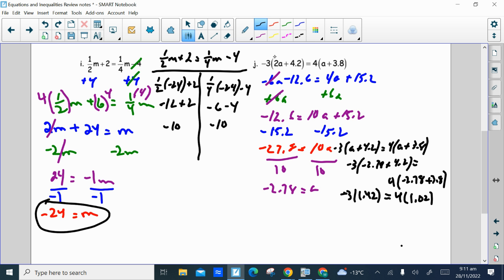I forgot the 2 in front of the a. Where is there a 2 in front of the a? Oh, when I multiplied it out. Okay, that's it. Thank you very much. So that should be 2a.